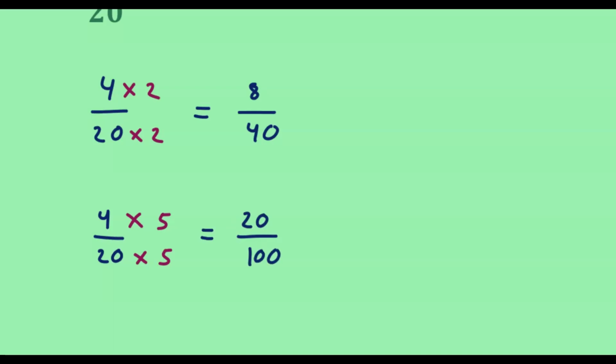Now, let us determine a few equivalent fractions using the second method, that is, dividing both the numerator and denominator by the same number. So we have 4 over 20. Let us divide both the numerator and denominator by 2. Then what do we get? We have 4 divided by 2, that is 2, and 20 divided by 2 is 10.